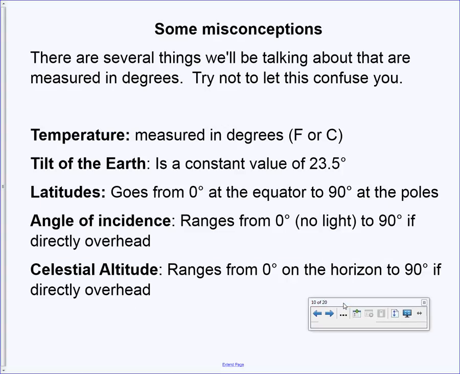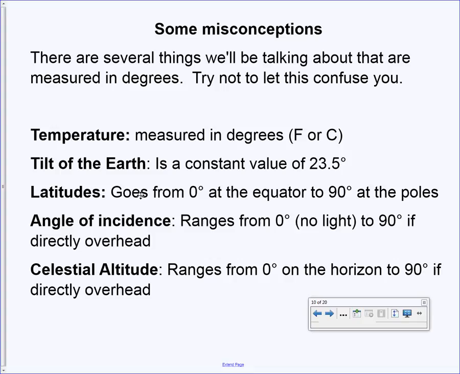Just a couple of quick notes to make sure that you're not confused by anything. There's several things that we'll be talking about that are measured in degrees. Don't let that confuse you. Temperature is measured in degrees, whether that's Fahrenheit or Celsius. The tilt of the Earth is also measured in degrees, but that's a constant value of 23.5 degrees, and that is measured off a vertical plane.